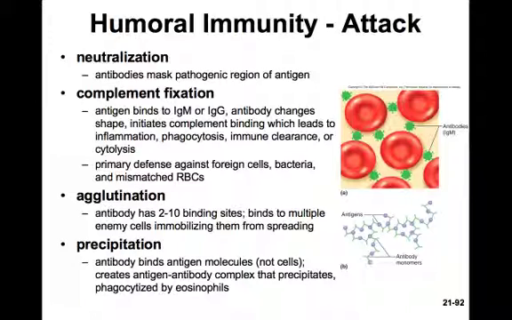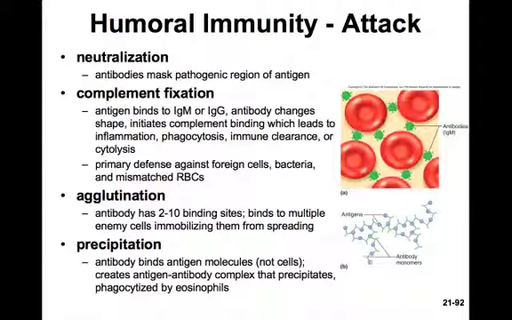Antigens bind to the antibody and change its shape. This will initiate complement binding, and that leads to inflammation, phagocytosis, immune clearance, and cytolysis that we saw in the nonspecific responses. This is the primary defense we have against foreign cells and bacteria after they enter our bodies.